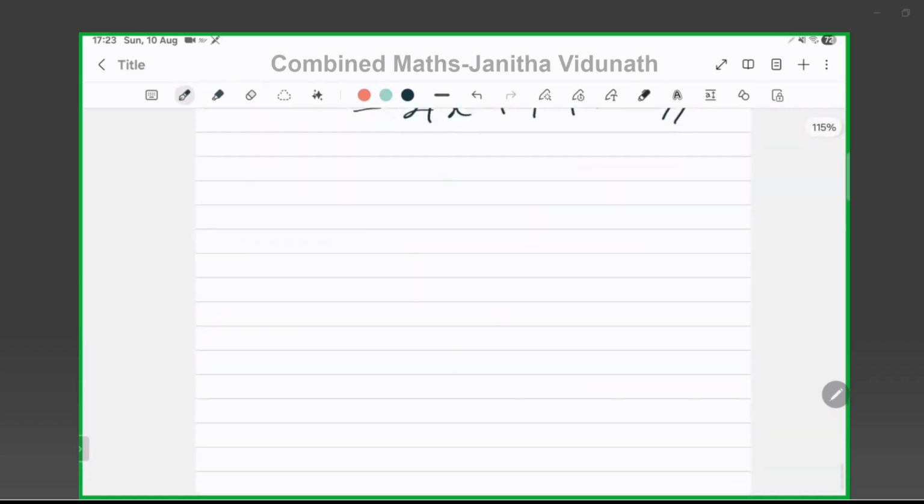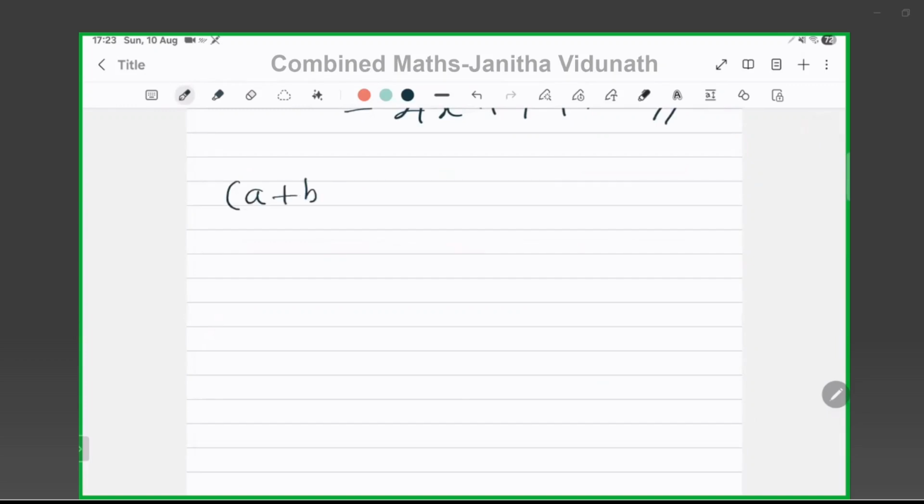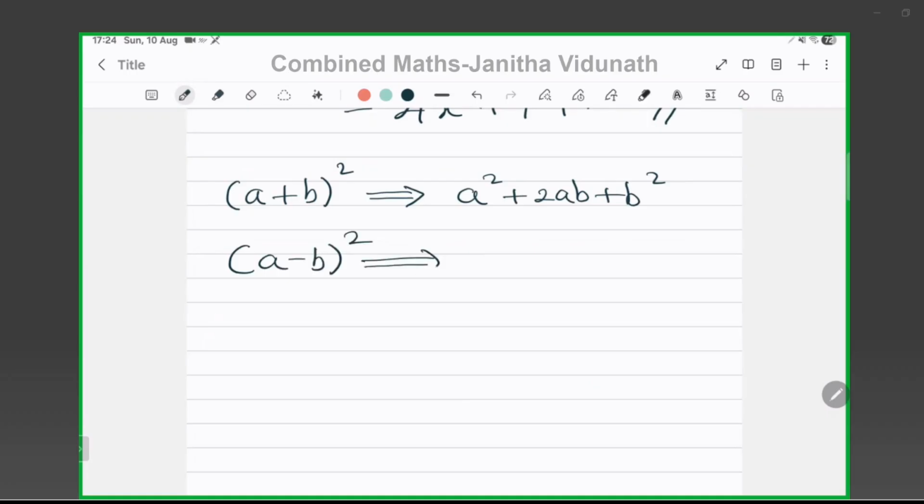Okay. Now, if we have (a + b) whole square, we know how to write this expansion: a square plus 2ab plus b square. If we have (a - b) whole square, we know that the expansion of this is a square minus 2ab plus b square.